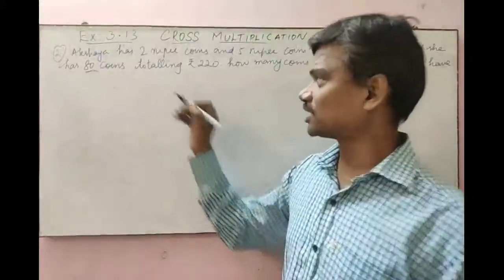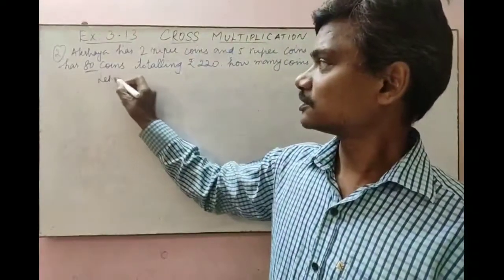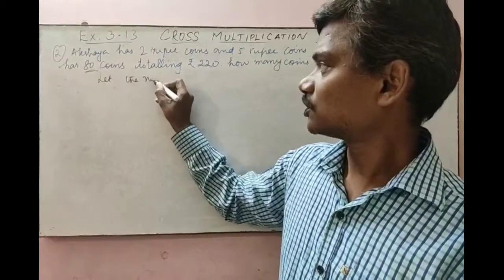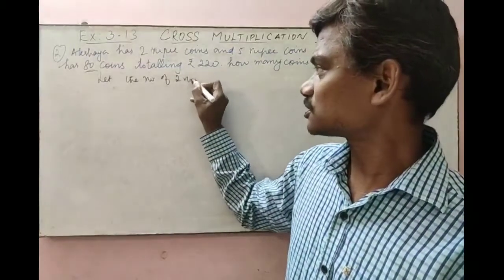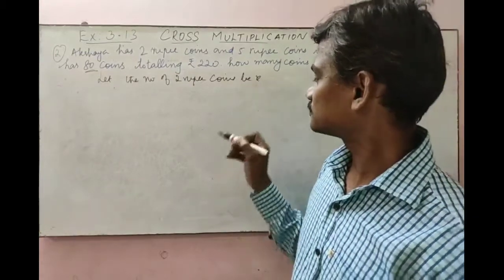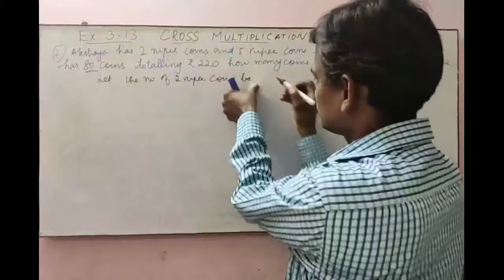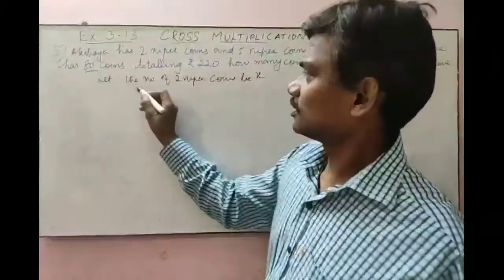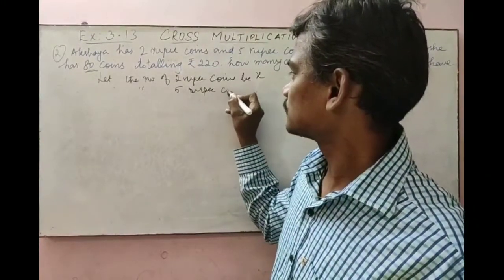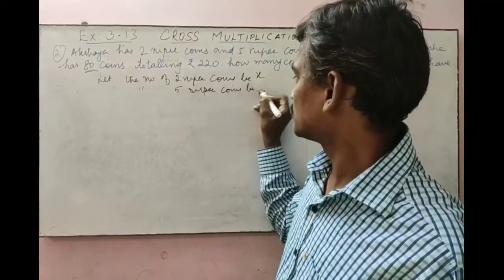First I am going to assume that let the number of 2 rupee coins be x and the number of 5 rupee coins be y.